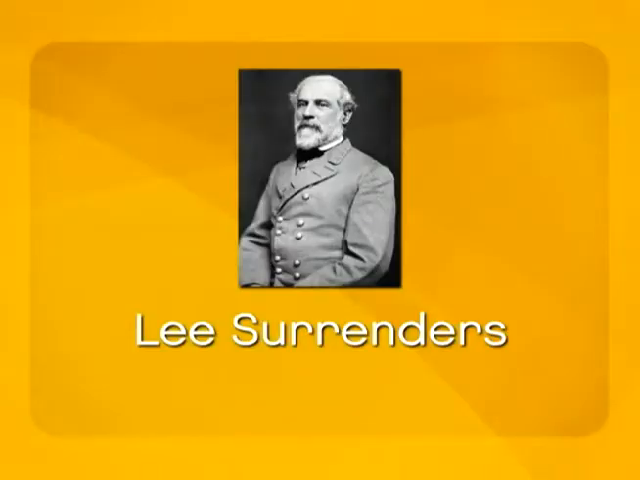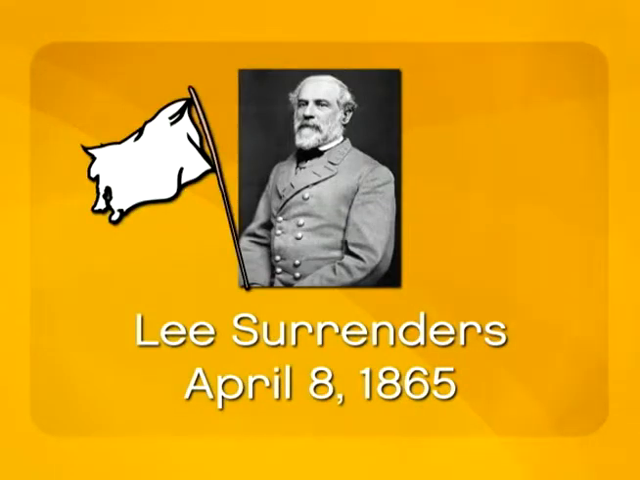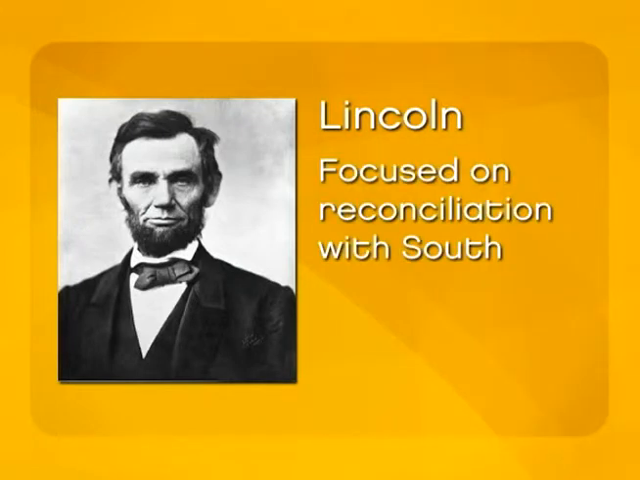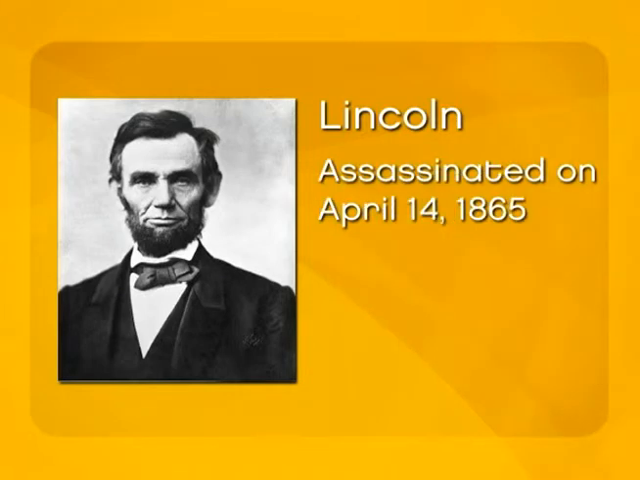The Confederate General Lee surrendered to Grant on April 8, 1865. At Lincoln's request, the terms of surrender were generous. Lincoln was focused on reconciliation with the South and was already having conflicts with radical Reconstructionists who favored a more forceful approach. Lincoln would miss many of those future conflicts and the last few weeks of the war. He became the first U.S. president to be assassinated on April 14, 1865.